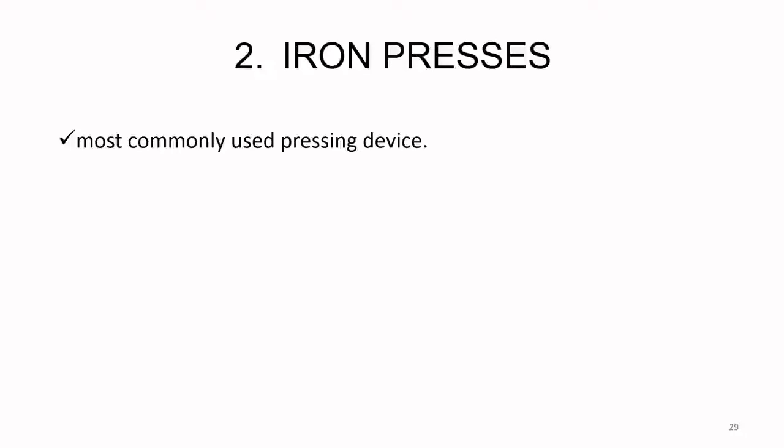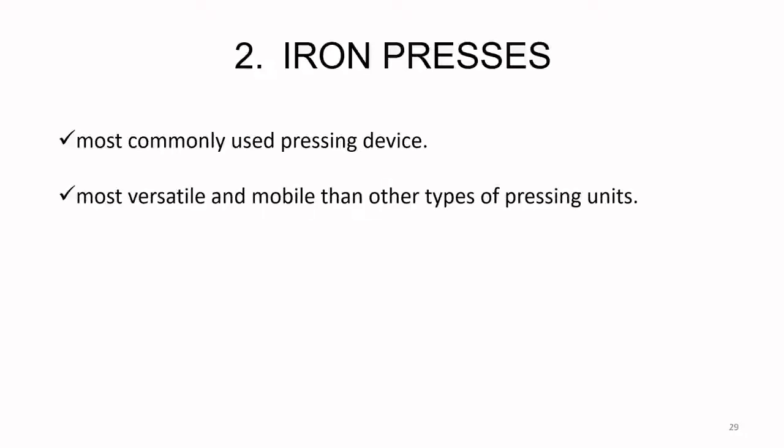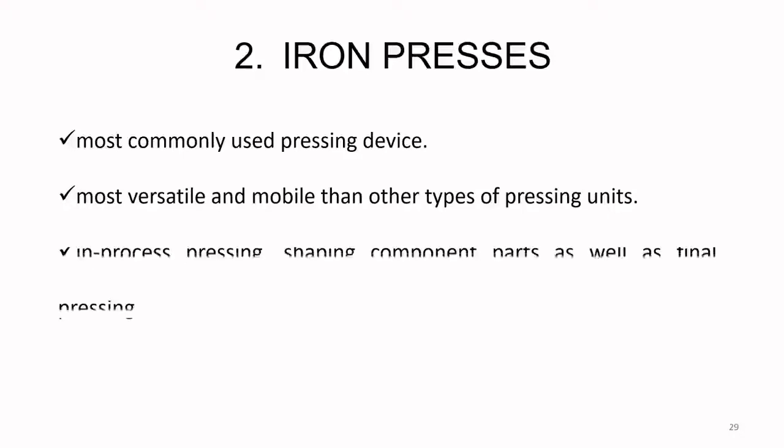Now, the iron press is the most commonly used pressing device in the world, most versatile and mobile. It's not stationary, it's more mobile than other types of pressing units. And it can be used for in-process pressing, where the garment has not been made, it is in the process. It is used for shaping component parts, and it can also be used for final pressing.